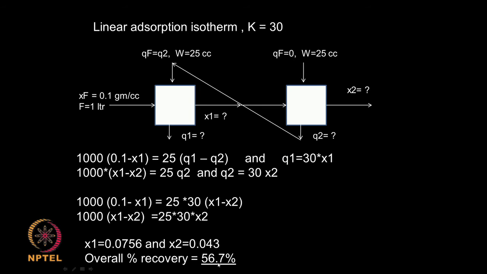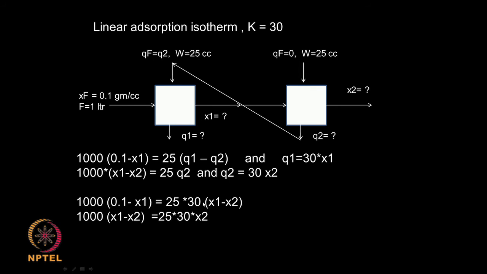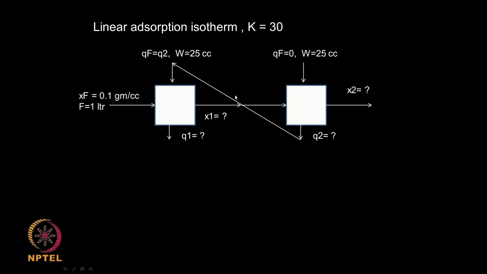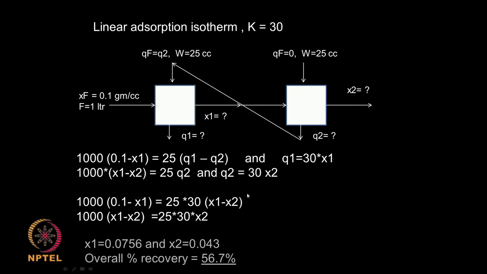So, I want to compare this with the previous problem. In the previous problem, I am adding fresh W in both, that means totally I have added 50 cc of adsorbent and I got a recovery of 67%. But when I take the adsorbent from the second adsorber and put it back into the first, that means I am not adding fresh 25, what happens? My adsorption efficiency is 56%.